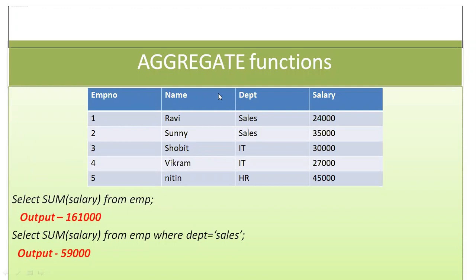So here, see, this is an employee table. Employee number is there, employee name is there, department is there, salary is there. These are columns, and these 5 records are inserted in this table. So I am using SUM. SELECT SUM. What is SUM? This is an aggregate function with brackets. Whichever column you want to aggregate, the sum of that column.